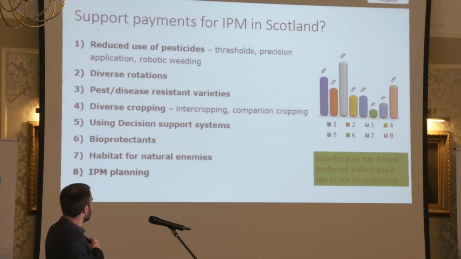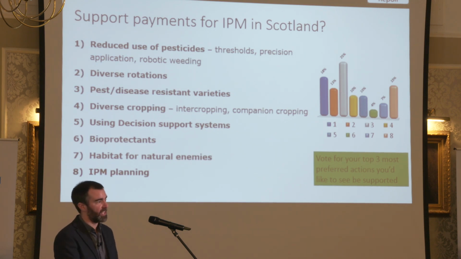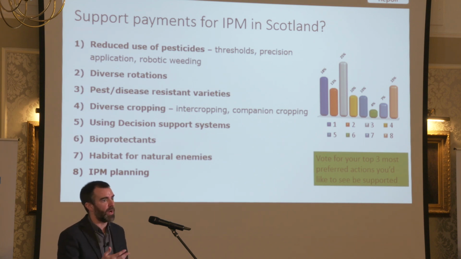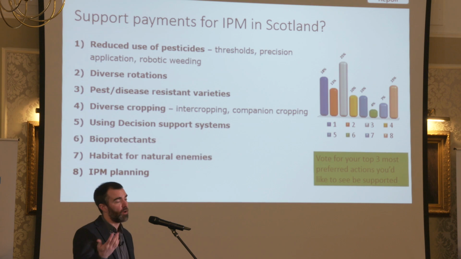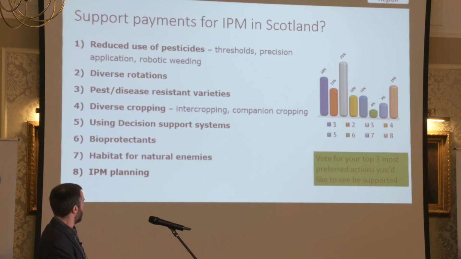Okay, so the results are in, and front runner is pest and disease resistant varieties. This is exactly the same as we saw when we did this in Perthshire as well. It's the same thing we see when doing surveys, when doing workshops. People want to be paid to grow these disease resistant varieties. Maybe that hopefully results in a pulling back particularly on fungicides, but maybe other pesticides as well.